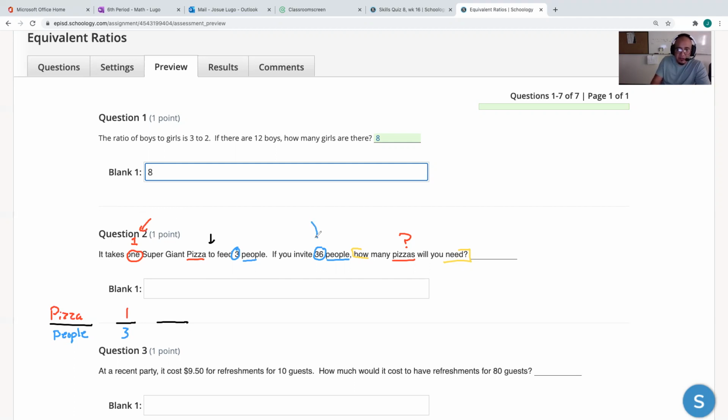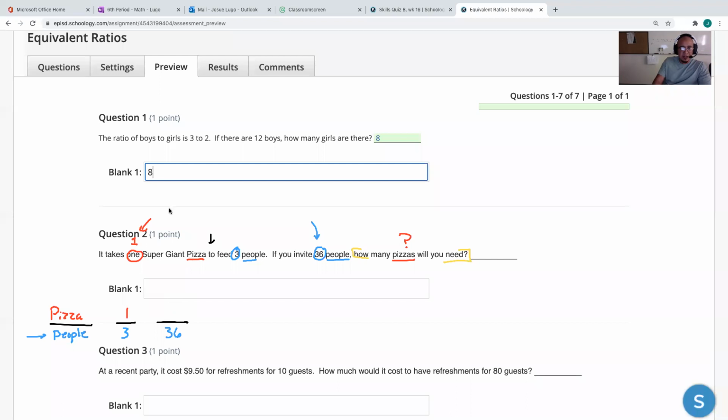Now it asks, well, if you invite 36 people, ladies and gentlemen, where is people, in the numerator or the denominator? It's in the denominator. So I'm going to put it in the denominator as well, just like the number 3 for 3 people is in the denominator. So if we invite 36 people, and look, it's asking for how many pizzas, which makes sense because that's what I'm missing. How many pizzas do you need for those 36 people?